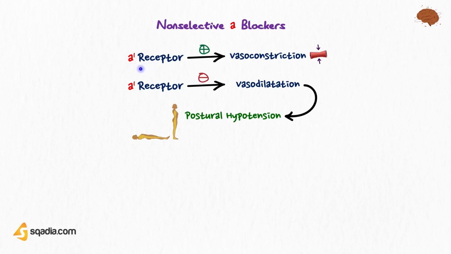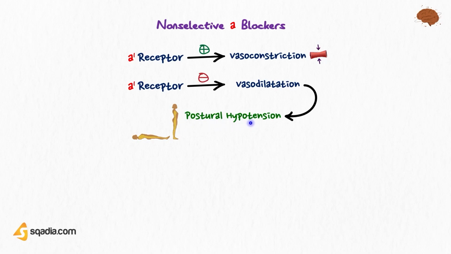Basically, alpha receptors are present in the smooth muscles of the vessels, and they promote vasoconstriction. What the non-selective alpha blockers do is block the alpha receptors and cause vasodilatation. Because of the vasodilatation, the patient goes into postural hypotension, which means reduced blood pressure. Now, let's discuss what postural hypotension is.